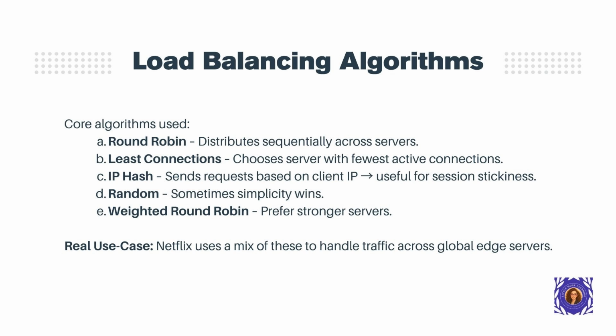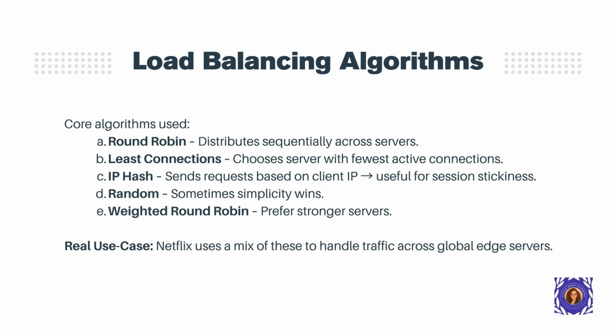IP hash. This algorithm hashes the client's IP address to consistently direct subsequent requests from the same client to the same server, ensuring session stickiness. This is useful for applications that store user session data on specific servers. Random. Occasionally, a simple random selection from the server pool is used, especially in very large, homogeneous environments.